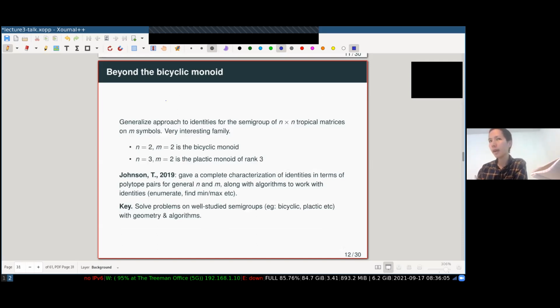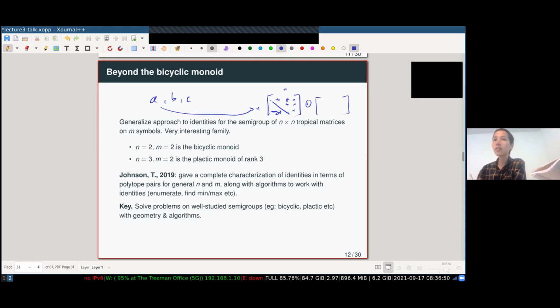And we can play this game beyond the bicyclic monoid. We can have semigroups of n by n tropical matrices on m symbols. So I have symbols, let's say A, B, C. To each one, I associate an n by n upper triangular tropical matrix. Again, I could say 2 words form an identity if and only if the products of the corresponding matrices are equal element-wise as polynomial functions.